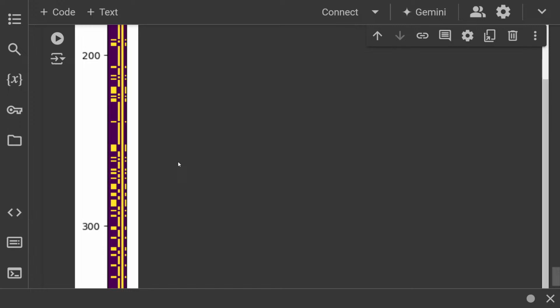Anyway, we're just trying to understand, if you increase width, how does that help you?